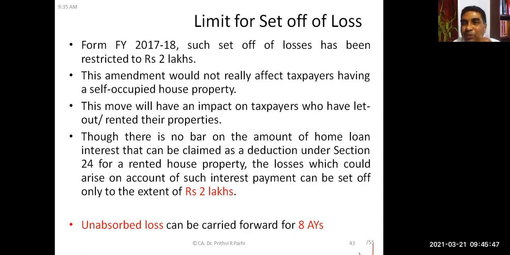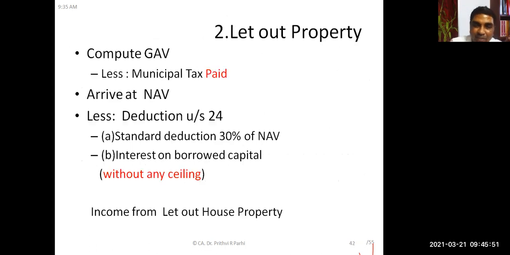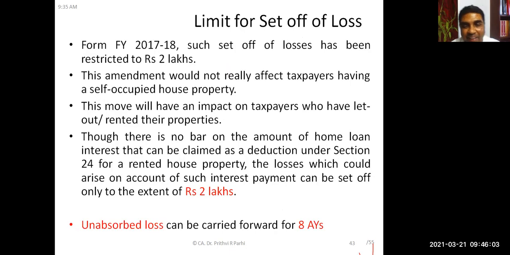That means, suppose your interest is 6 lakh rupees. 6 lakh rupees is allowed, is it not? But in 1 year, up to 2 lakh rupees can be set off. The balance 4 lakh rupees can be carried forward to the next year, and it can be carried forward for 8 assessment years. This unabsorbed loss can be carried forward till 8 assessment years. Okay, are you getting? Yes, sir.